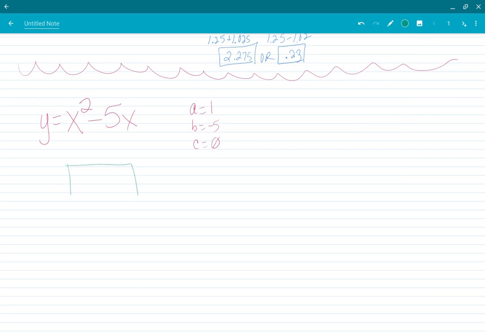You make a 1x2 box. You don't really have to do this, but after a while you'll see why. You can just do it in your head. By the way, x times what is negative 5x? So what number am I missing? Negative 5. Cool. Now look, we factored it.